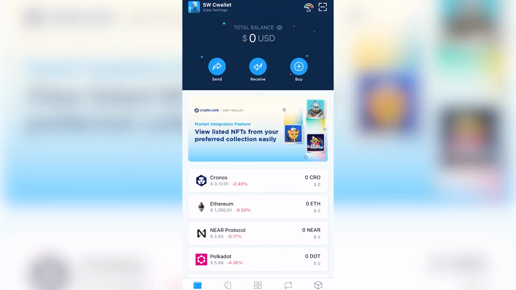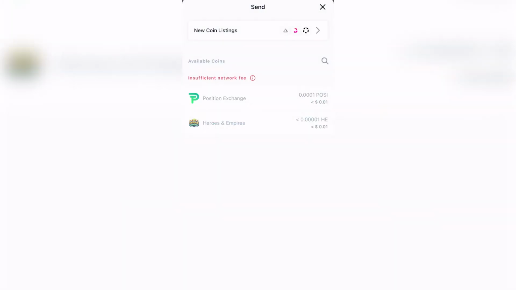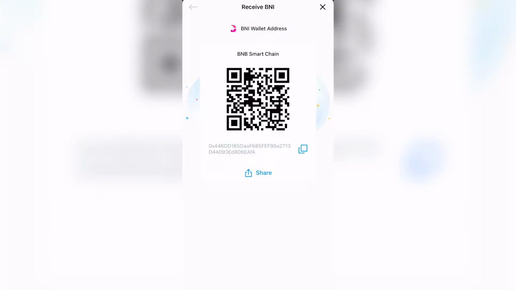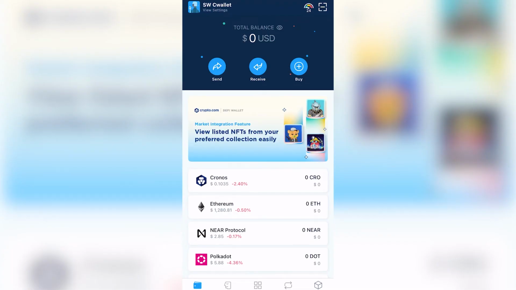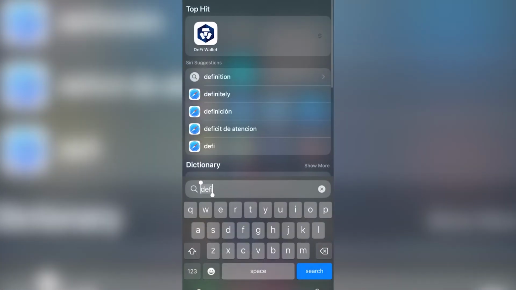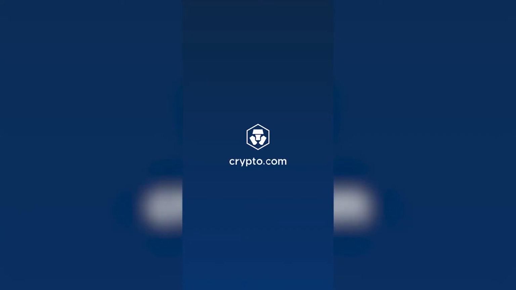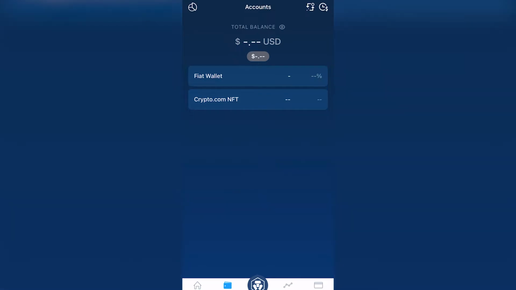Now, if I go for send, you want to choose a specific network and a specific coin. What I can do is send from my DeFi wallet into my Kronos wallet. So what's happening here is that I'm going to scroll a little bit down. It's not the same thing having a crypto.com wallet and a DeFi wallet, but what I can do is link both applications.